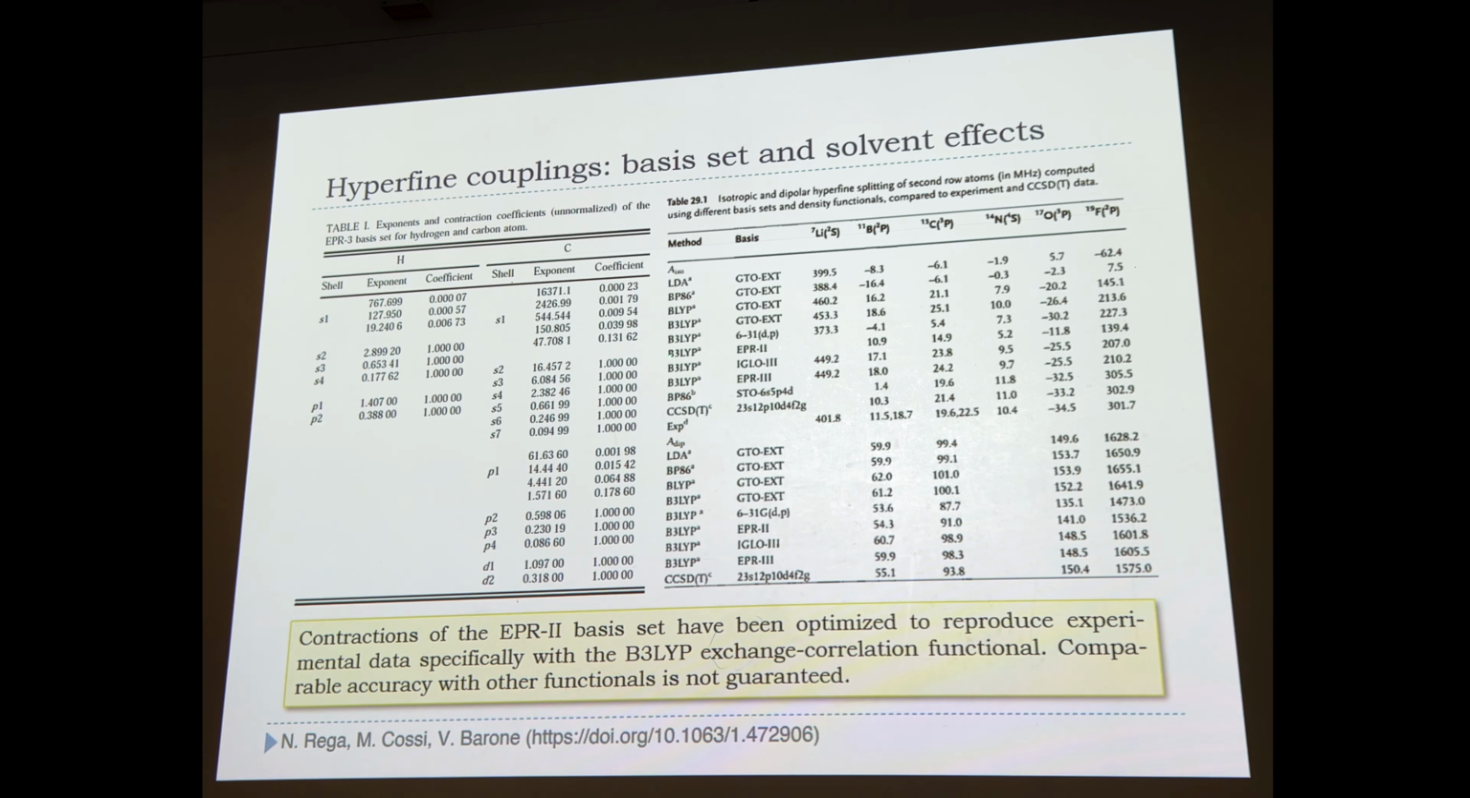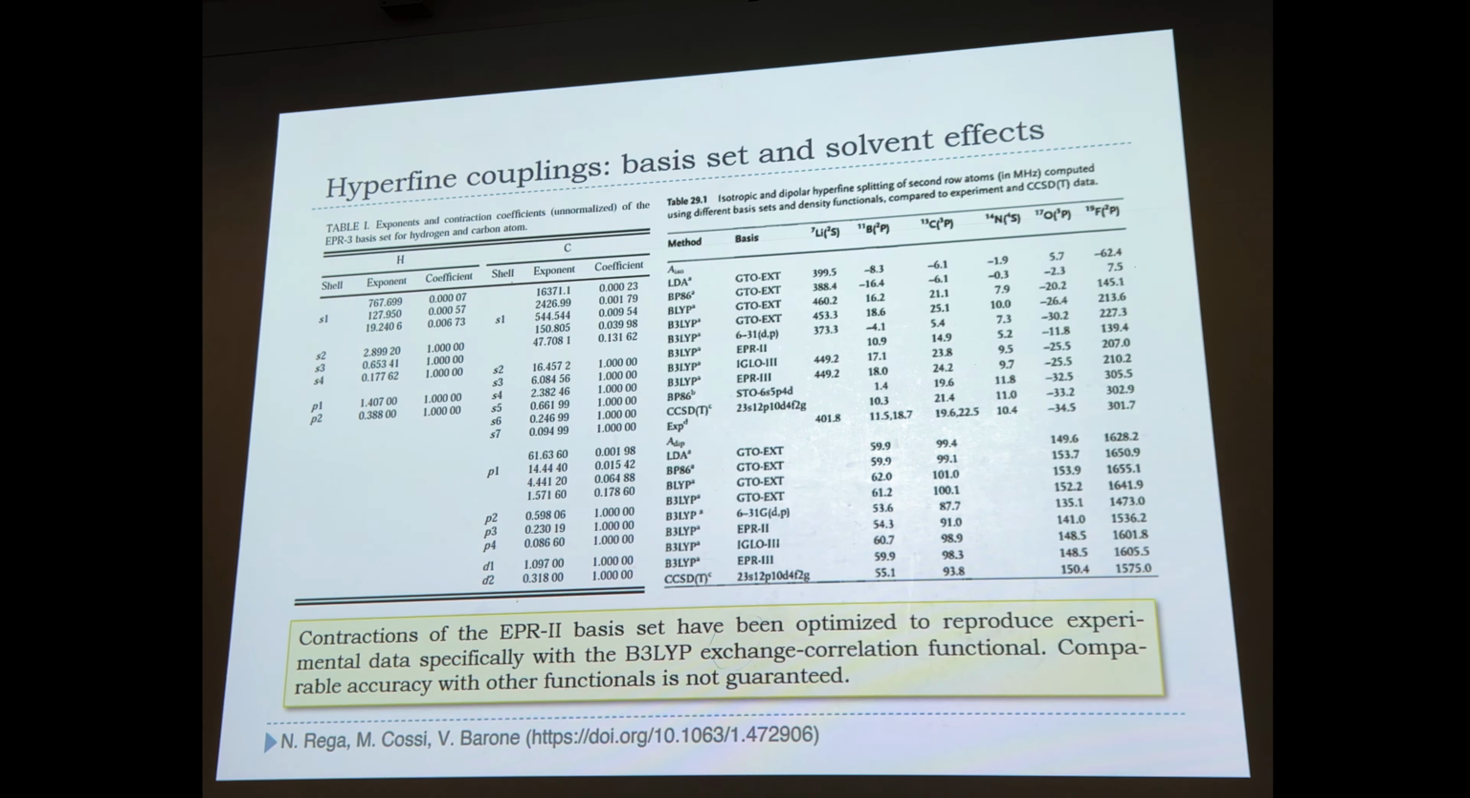So if you look here, B3LYP EPR-III has got something that's pretty close to the experiment. It is more of an overestimate than an underestimate in this case, and it's generally the case for all the other parameters here. And that's all I had to say for today, and we will deal with J-couplings, G-tensors, and the rest of them in the next lecture.